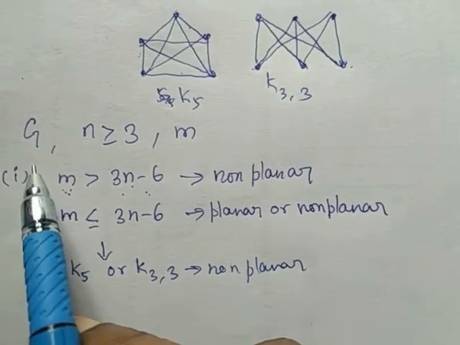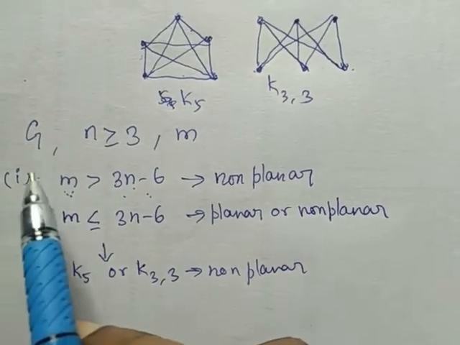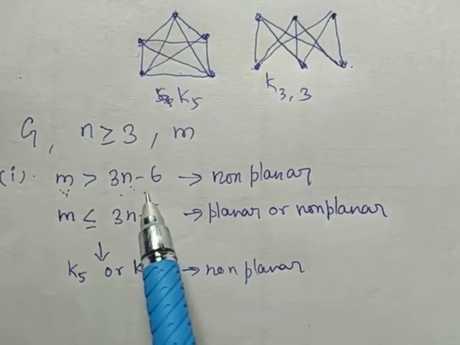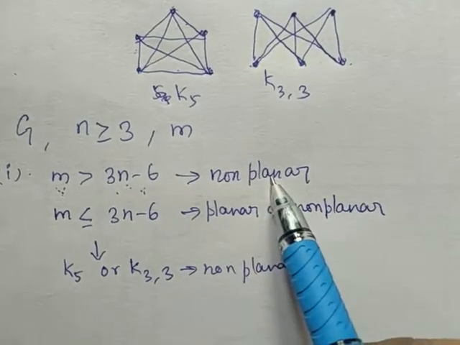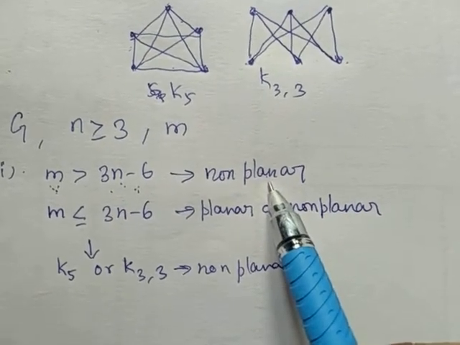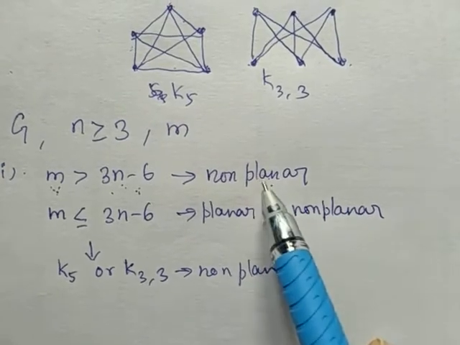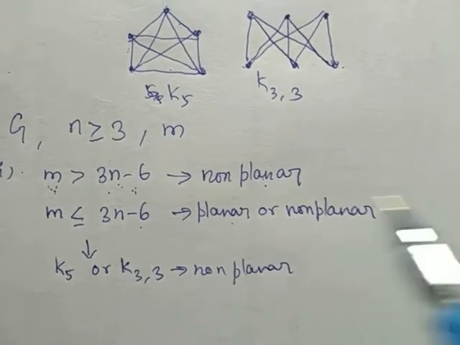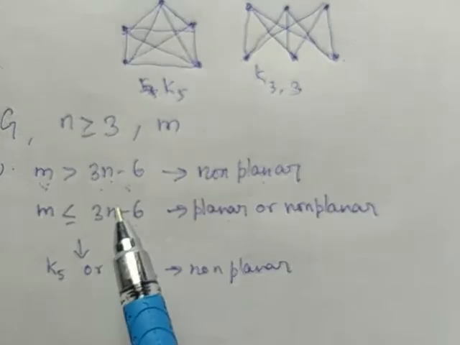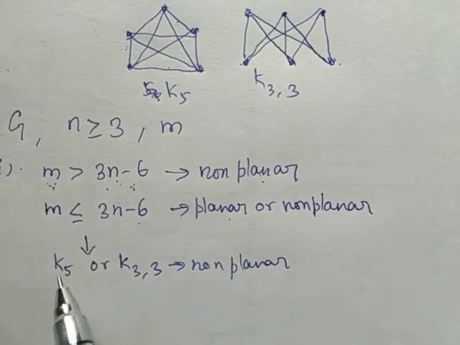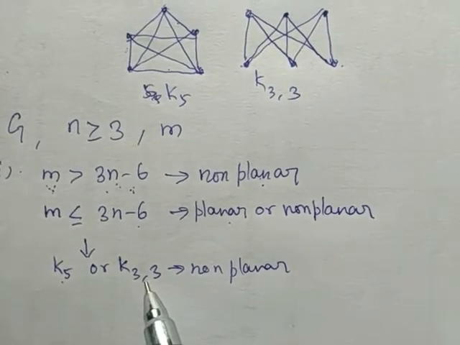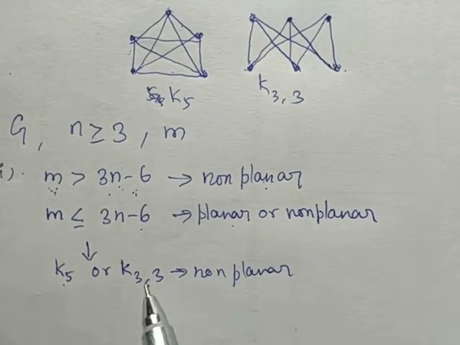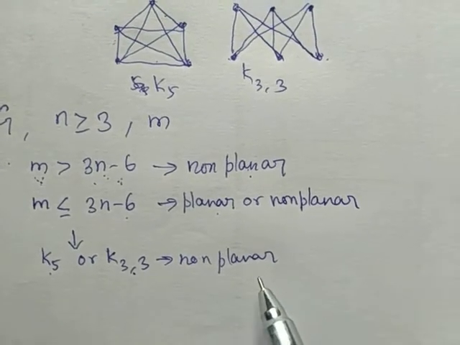Very first thing, we try to draw the graph in plane form. If we can't do that, check whether m is greater than 3n minus 6. If m is greater than 3n minus 6, obviously the graph is non-planar; we cannot write those graphs in plane form. If m is less than or equal to 3n minus 6, it may or may not be planar. In that case, check whether it has K5 or K3,3 as its subgraph or subdivision. If it has, then the graph is non-planar.